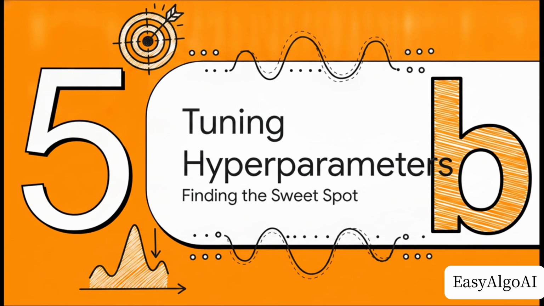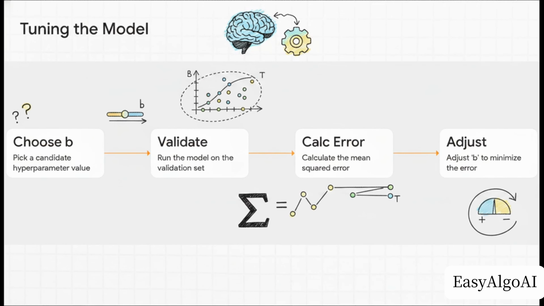Section 5. Tuning the hyperparameter, finding the sweet spot. Because kernel regression doesn't learn standard parameters like a traditional algorithm, our primary job as data analysts becomes finding the perfect value for that hyperparameter b. It's all about finding that sweet spot where the model performs optimally. So how do we actually do that? Well, here's the precise workflow.